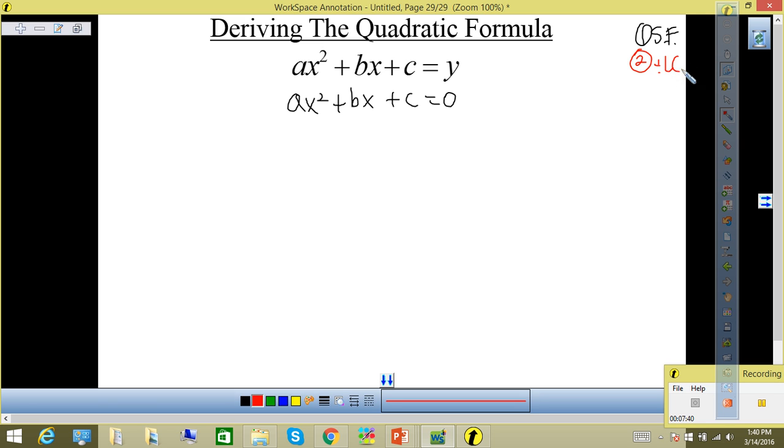Divide by the LC, the leading coefficient. What's our leading coefficient now here? A. So we divide everything by A. That means A divided by A is 1, so we're left with x squared plus B divided by A is B over A, and that's an x, plus C divided by A, that's C over A, equals 0 divided by A is 0.